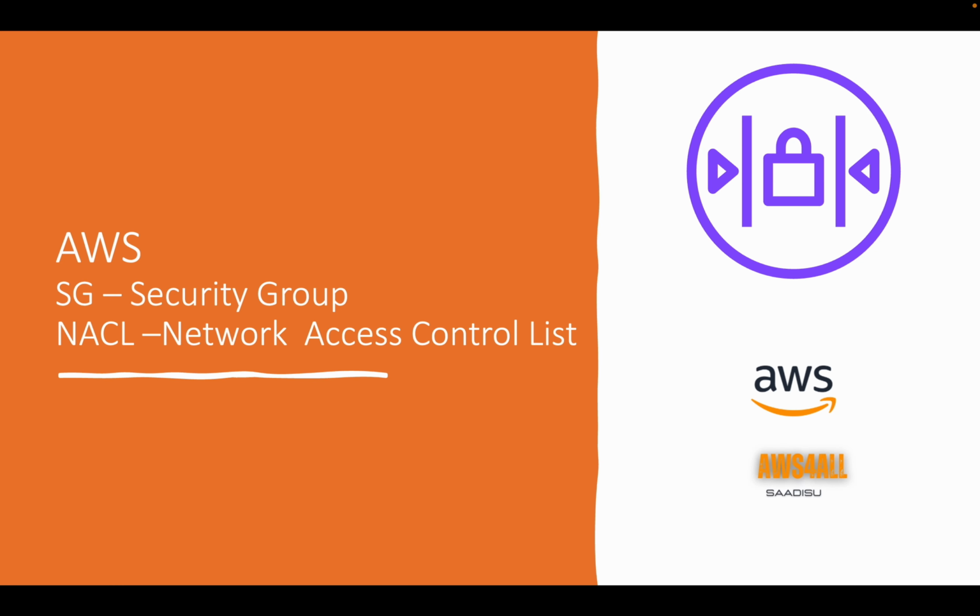Today we are going to talk about two things. One is security group and other one is network access control list. Both are security features provided by AWS.